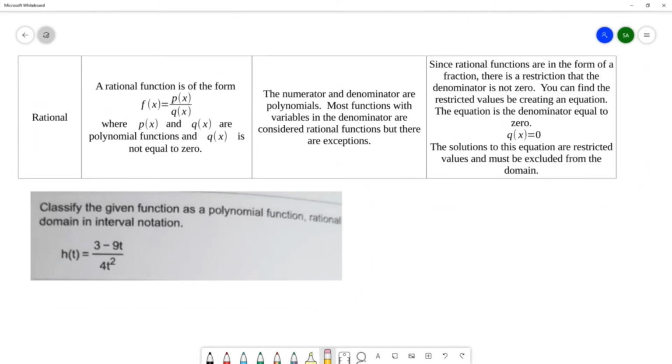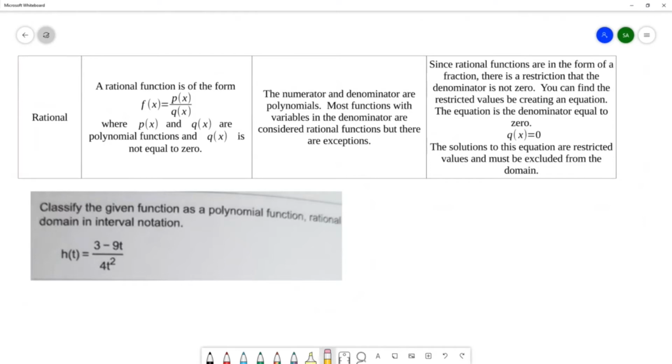For this question, it says classify the given function as a polynomial function, rational, radical or root function, and then find the domain in interval notation. Our function is h of t equals (3 minus 9t) over 4t squared. So let's start with classifying it.